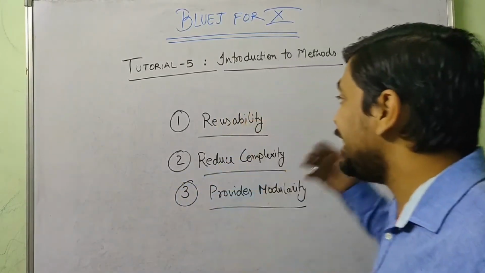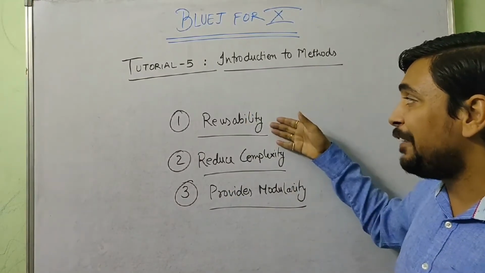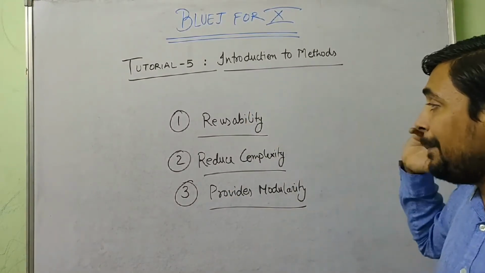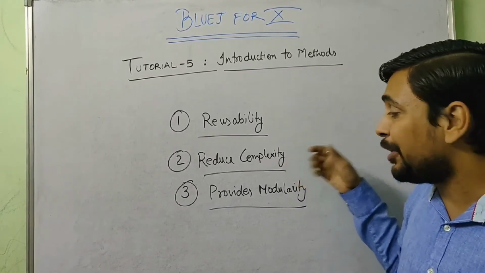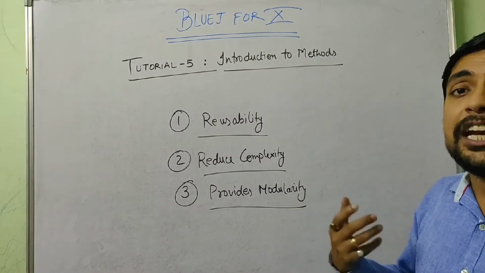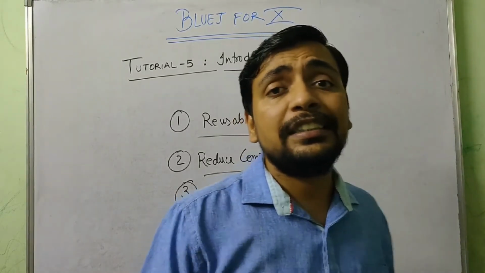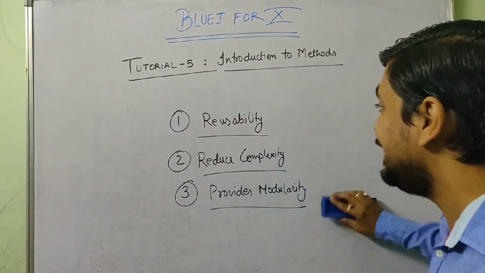So these are the 3 advantages for which we need a method. A method provides us the facility to reuse code, a method reduces the complexity in the program, and a method provides modularity in the program, which is very helpful for programmers. So these are the things for which a method is needed.